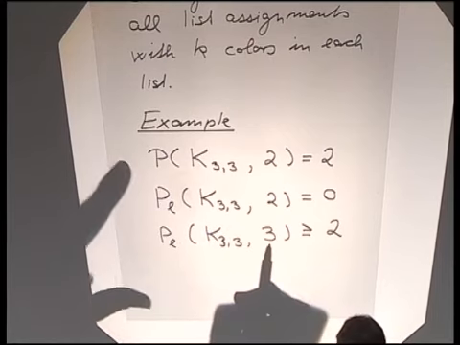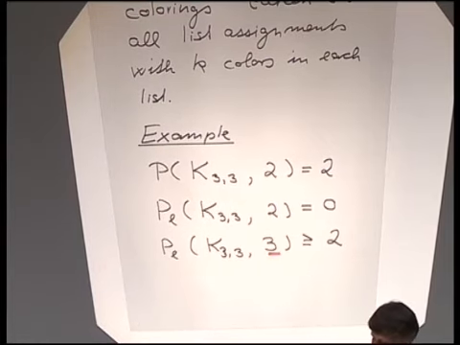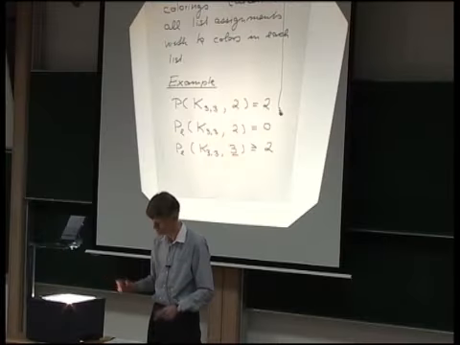But then if you put lambda equal to 3, you will have some list colorings. I don't know how many. I suppose we could work it out, but this turns out to be complicated even for small graphs.